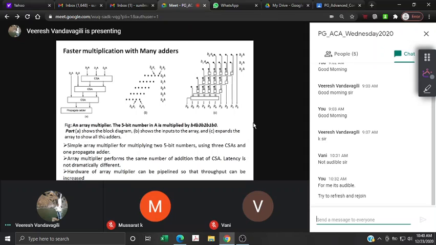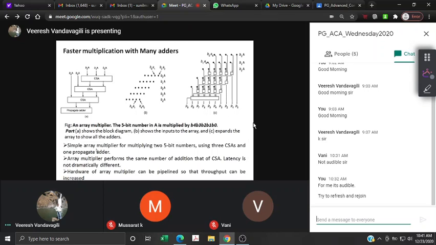Here is a simple array multiplier for multiplying two 5-bit numbers using three CSAs and one propagate adder. The array multiplier performs the same number of additions as compared to the CSA, so there is not much improvement. Latency is not dramatically different. But the hardware of the array multiplier can be pipelined so that throughput can be increased.